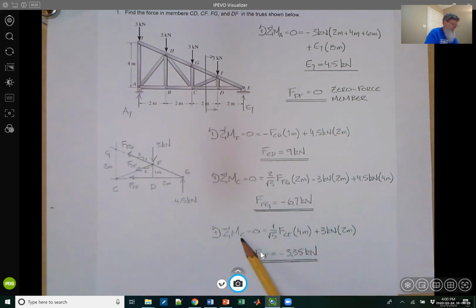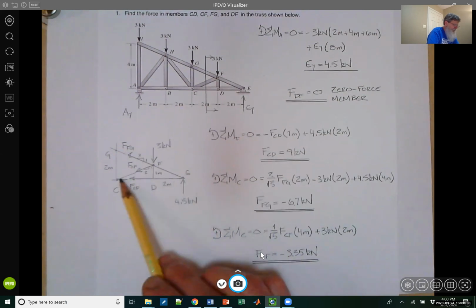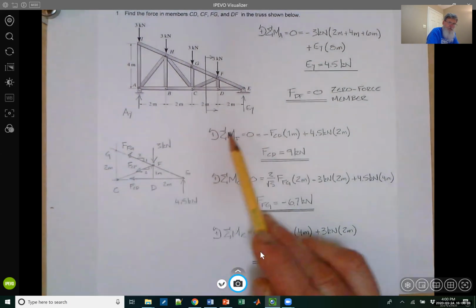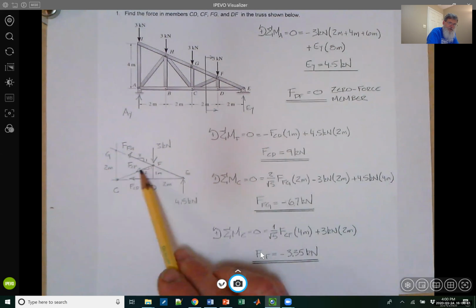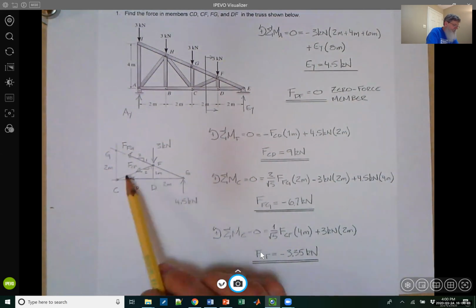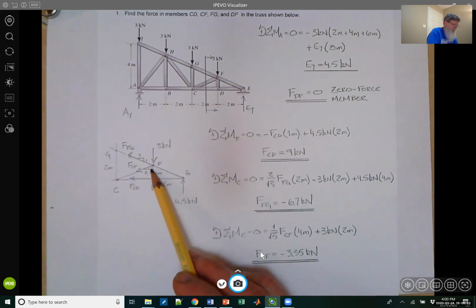And then when I finally go down here to E, I have to worry about how I'm going to handle the unknown CF. So again, I can put that anywhere I want on the line of action. I decide to let it slide down to C. When I do that, I have a vertical and a horizontal component. The horizontal would pass through E, so I just have the vertical component.